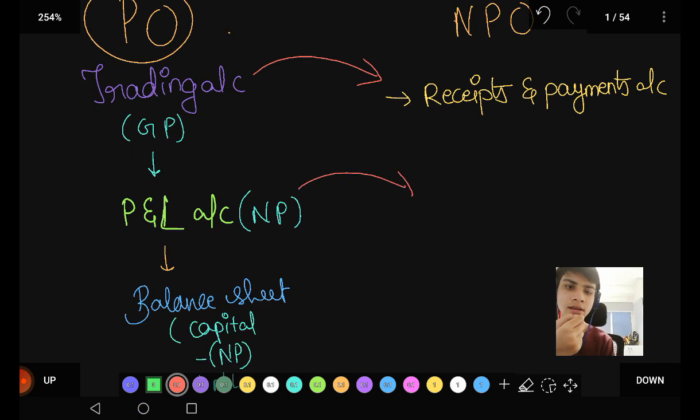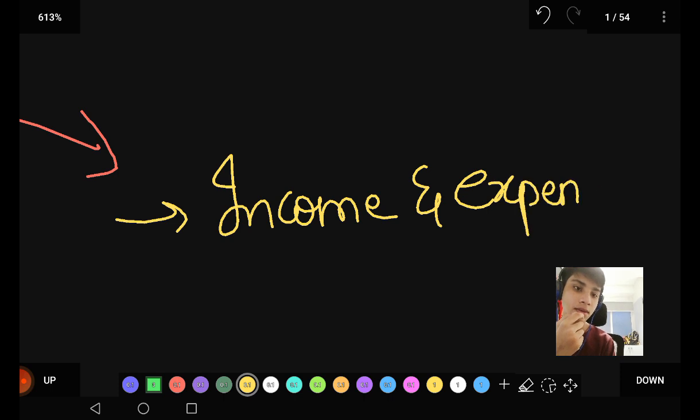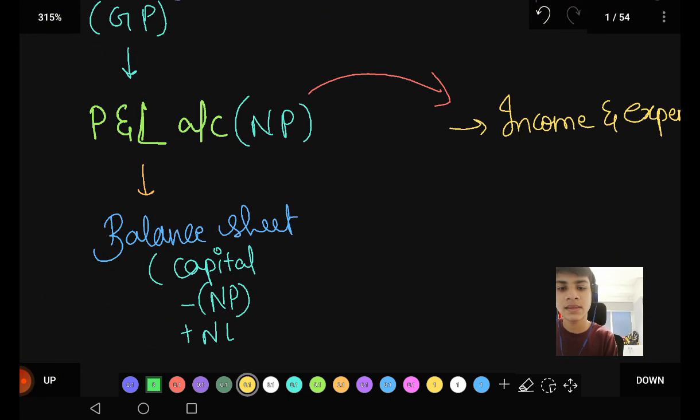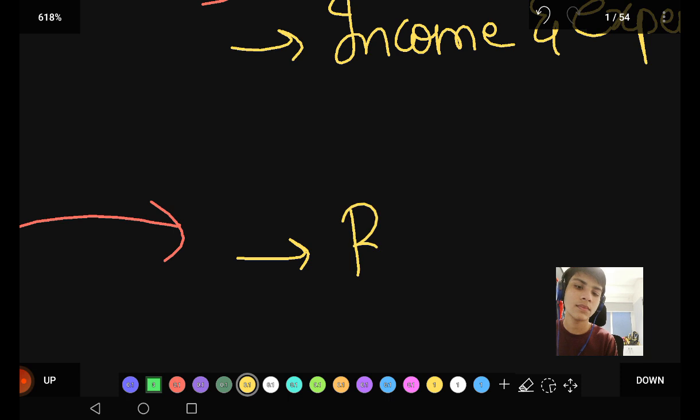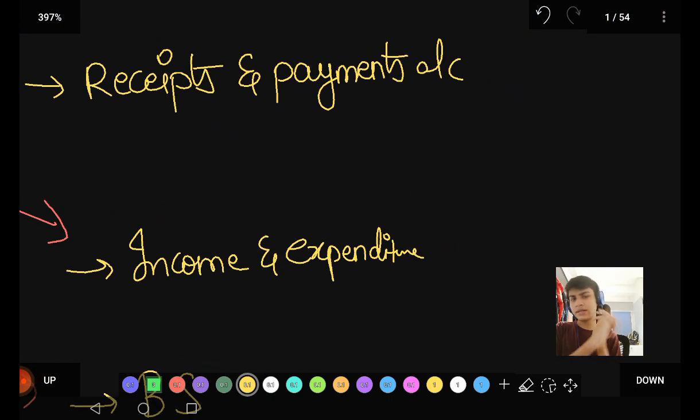What about P&L? Instead of that, we have an income and expenditure account. And then you have the balance sheet. It's the same thing. You have the same balance sheet here, nothing different, right? So the only difference is these two. We have a receipts and payments account, and we have an income and expenditure account.